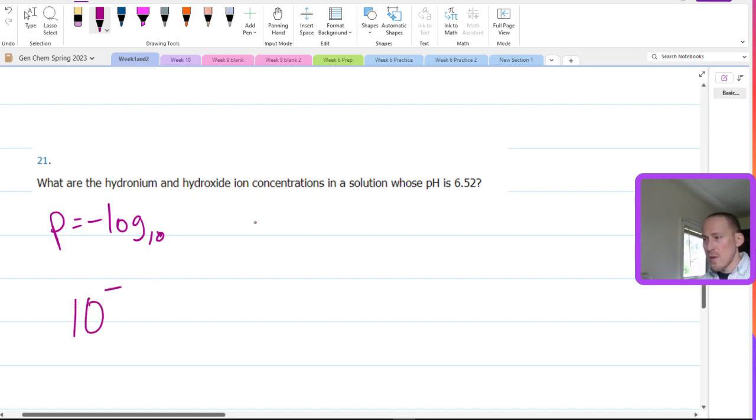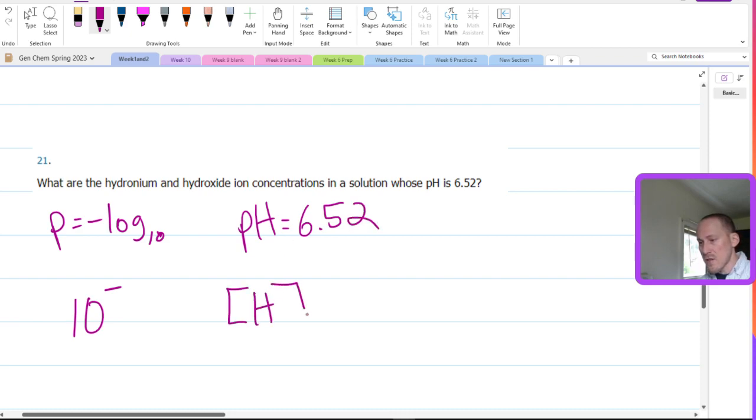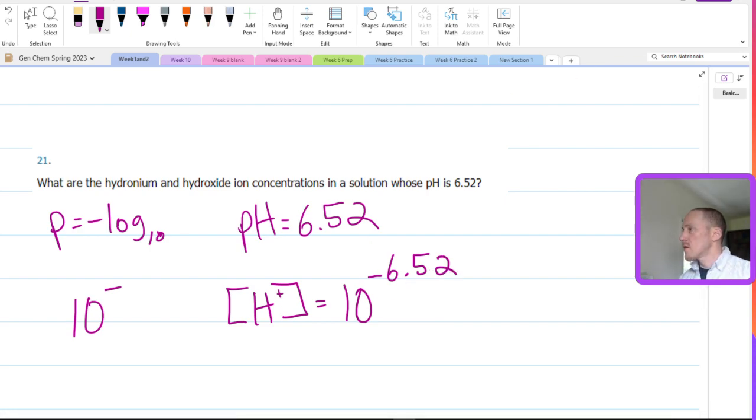That's how you undo it. So if our pH equals 6.52, our concentration of H, by which we mean H plus, equals 10 to the negative 6.52. That's how you undo a P.